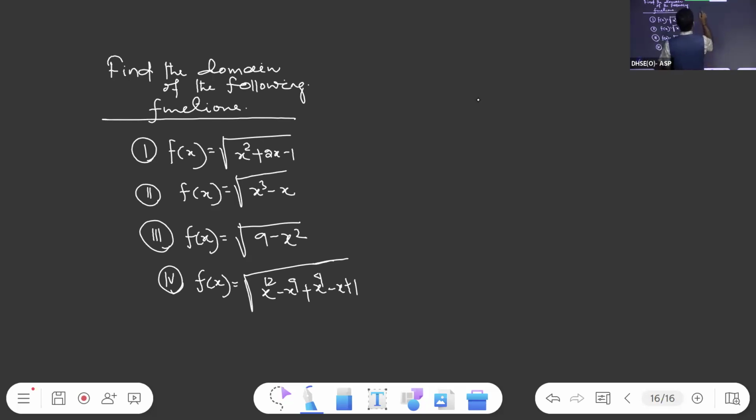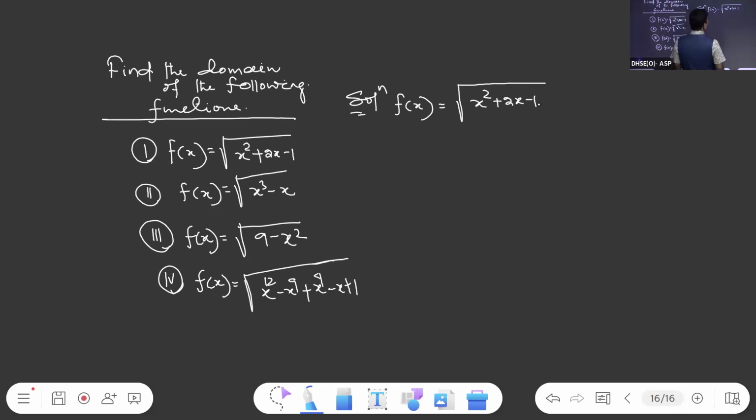Come to the solution. f of x is equal to under root x square plus 2x minus 1. So the domain is where the expression within the even root should be greater or equal to 0.